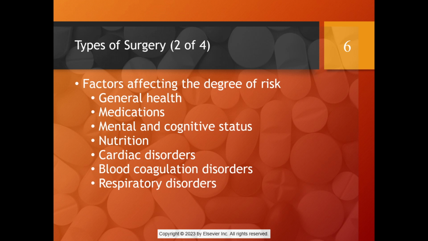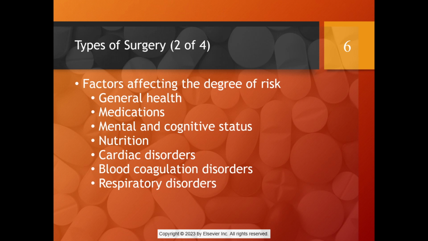Blood coagulation disorders can increase the risk of bleeding or clotting complications, requiring appropriate preoperative testing and perioperative management. Lastly, respiratory disorders can increase the risk of respiratory complications, underscoring the importance of preoperative pulmonary function assessment and postoperative respiratory care. Each of these factors interweaves to form the tapestry of surgical risk, necessitating a comprehensive, holistic approach to perioperative care.